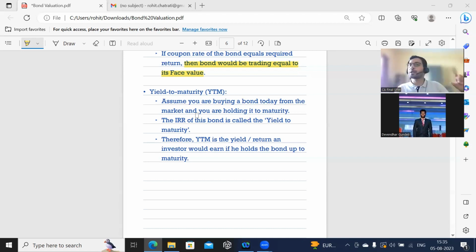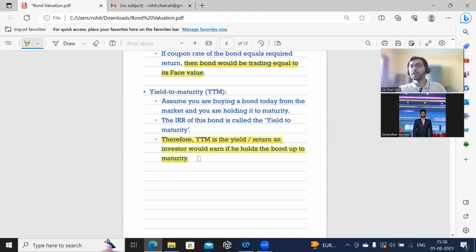The IRR under capital budgeting was nothing but the return. We are also calling it return, but the terminology used is yield to maturity. Why have we added the words to maturity? Reason being, if you actually sell the bond sometime in between, then this need not necessarily be your return. This will be your return only if you hold the bond right up to its maturity. Therefore, the YTM is the yield or return that an investor would earn if he holds the bond up to maturity.